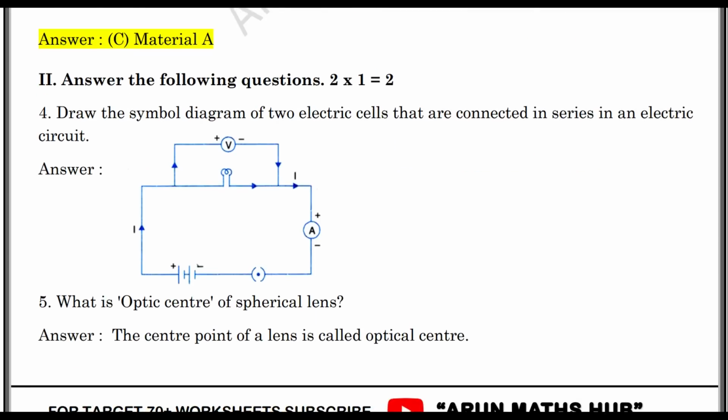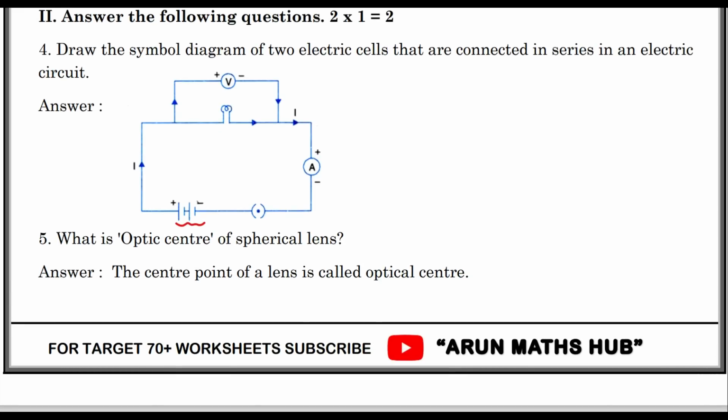Next question, draw the symbol of 2 electric cells that are connected in series in an electric circuit. See, these are the 2 electric cells which are connected in series. You can draw a simple diagram to show the connection of 2 electric cells in series.